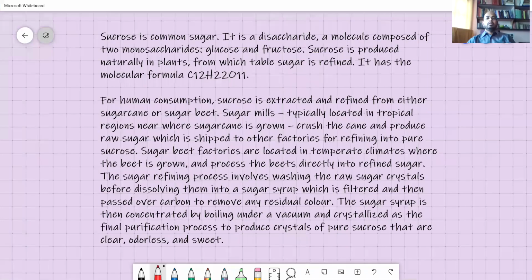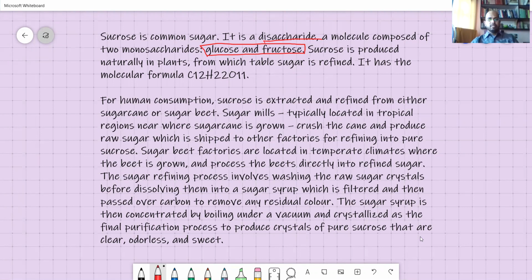Sucrose is a disaccharide. Let me share the screen. So here it is. It's a common sugar and it is a disaccharide, a molecule composed of two monosaccharides, glucose and fructose. I think we know we can call this maltose also, but it will have a different configuration.